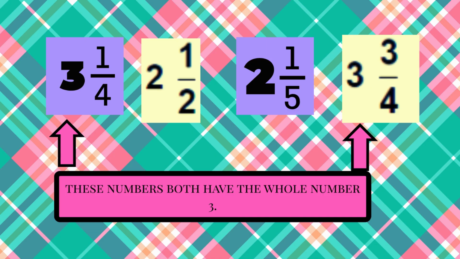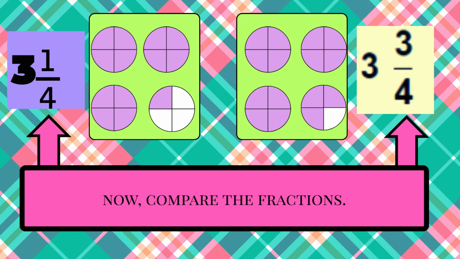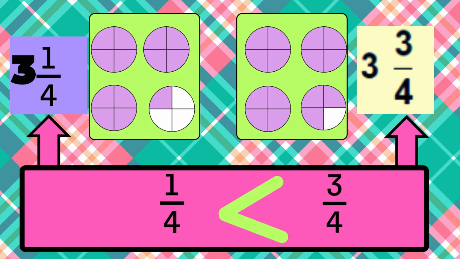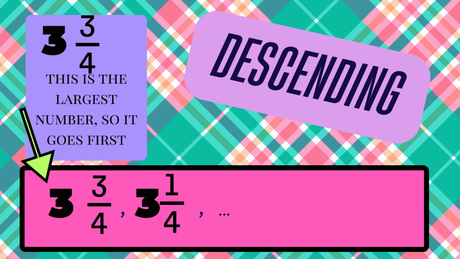Since 3 1/4 and 3 3/4 have the same whole number, you need to compare their fractions to see which is larger. You can think about this visually or use your knowledge that 1/4 is less than 1/2, while 3/4 is more than 1/2. This tells you that 3/4 is definitely greater than 1/4. So 3 3/4 is greater than 3 1/4. Since you're arranging in descending order, 3 3/4 comes first, followed by 3 1/4.